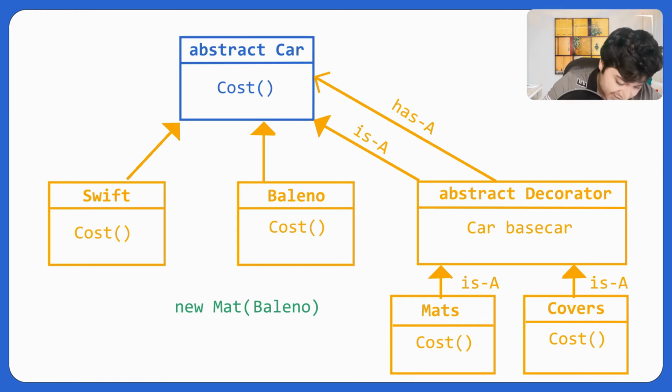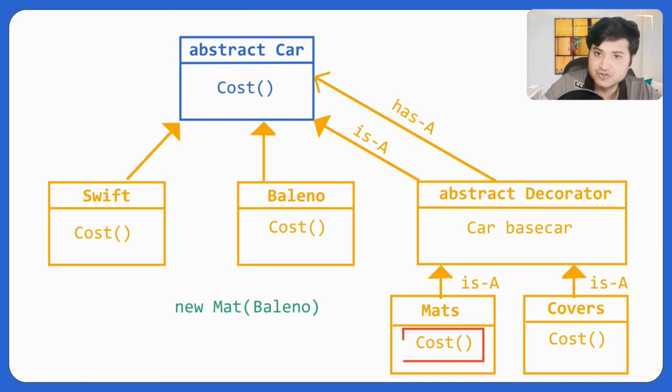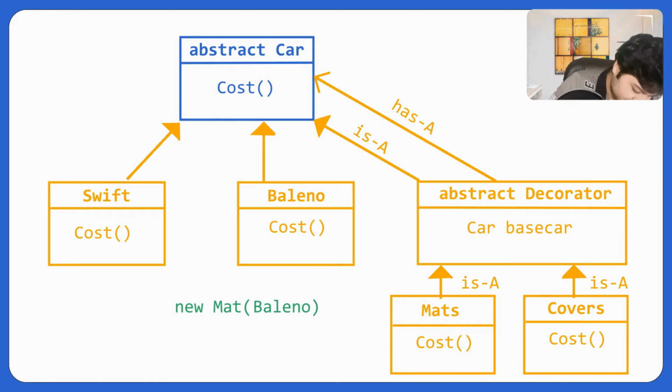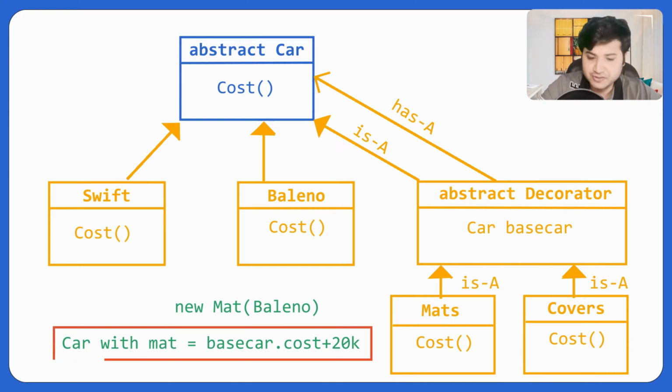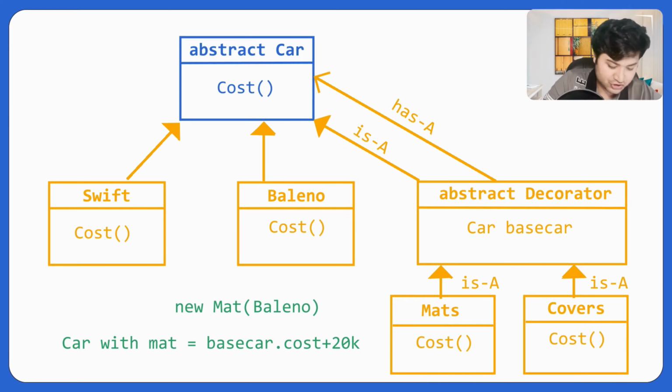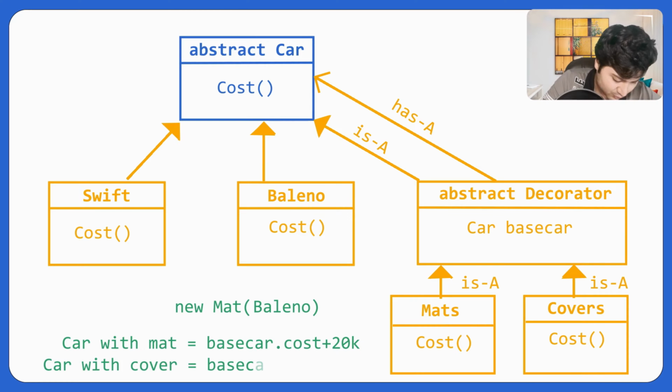So what would be the net cost? What would be present in this cost function? This cost function would be base car dot cost plus, let's say mats have a cost of 20,000, plus 20k. This should be the net cost. Same goes for the cost of covers: base car dot cost plus the cost of covers. Let's say covers cost around 10k, so base car dot cost plus 10k. This should return me the total cost of the car.